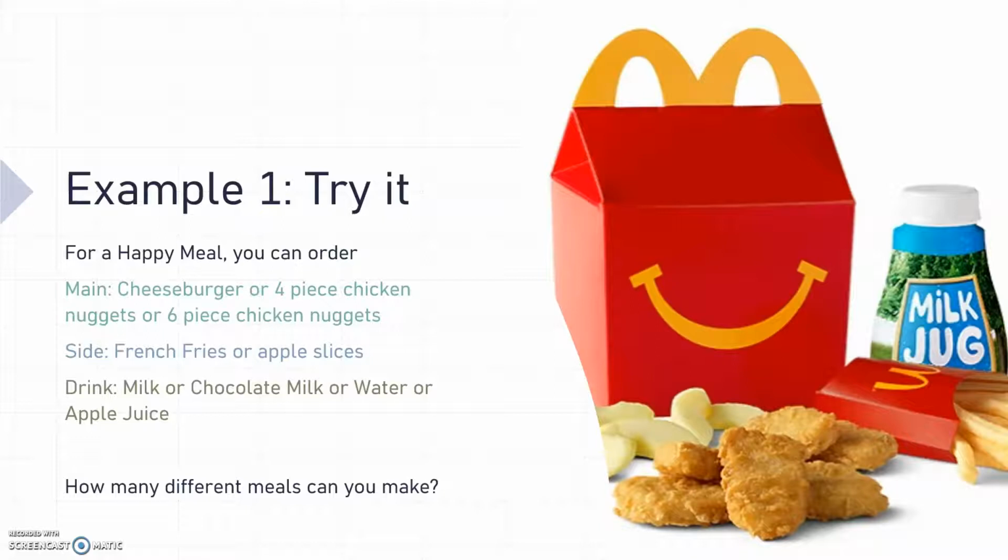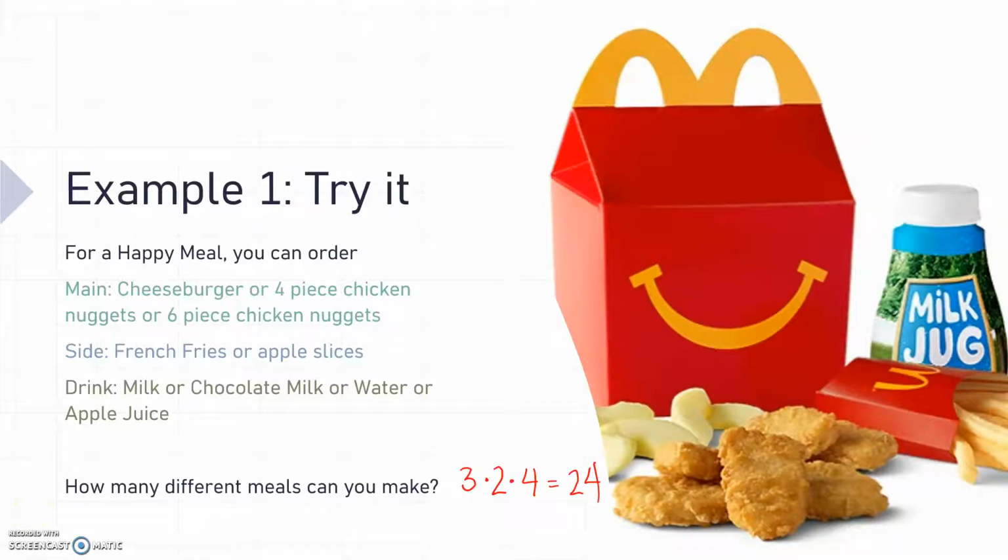So I'm going to give you a chance to pause the video and give this one a try. For a Happy Meal, you can order a main dish of either a cheeseburger, a 4-piece chicken nuggets, or a 6-piece chicken nuggets. You can choose a side of either French fries or apple slices, and you can choose a drink of milk, chocolate milk, water, or apple juice. How many different meals can you make? Go ahead and pause the video and try this problem. Pause now.